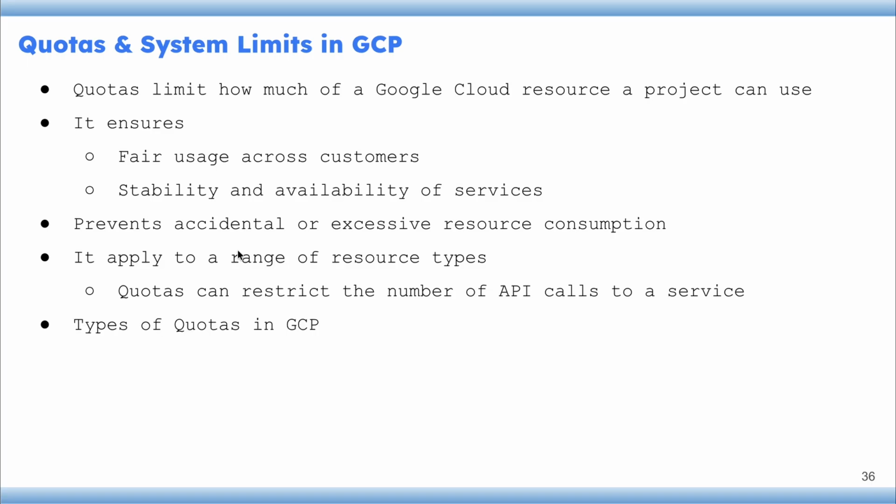There are three types of quotas. The first one is allocation quotas. Basically, allocation quotas restrict how much of a resource Google Cloud allocates to you. The next one is rate quotas. Rate quotas restrict the rate at which you can consume a resource, and they specify a time period and the amount of resource that you are permitted to consume over that time. And the third one is concurrent quotas. Concurrent quotas restrict the number of operations that can run concurrently, and usually apply to long running operations. So this is what quotas are.